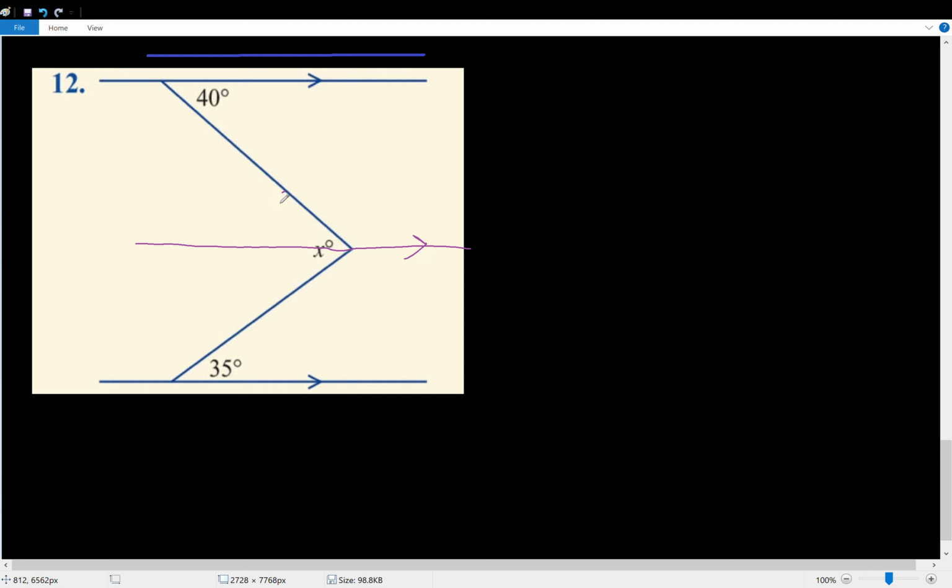this angle marked here, the first angle that I've marked, that's an alternate angle to 40 degrees at the top, so that's going to be equal to 40 degrees. And this second angle that I'm marking just here, that's an alternate angle to this 35 down here. So that means that x is going to be equal to 40 plus 35. So x is going to be equal to 75. And that is that.